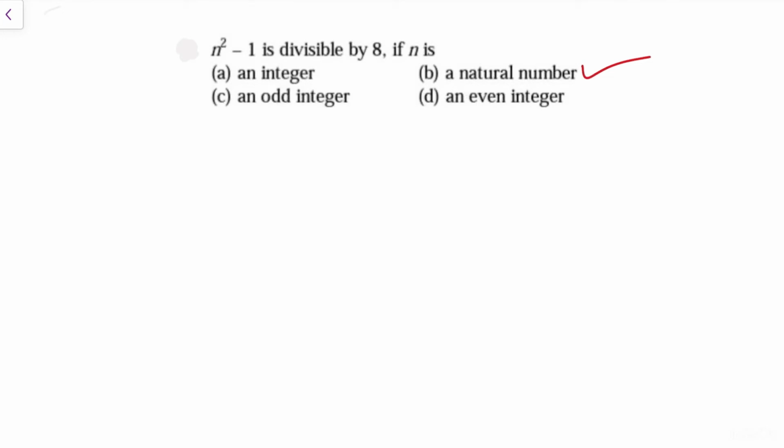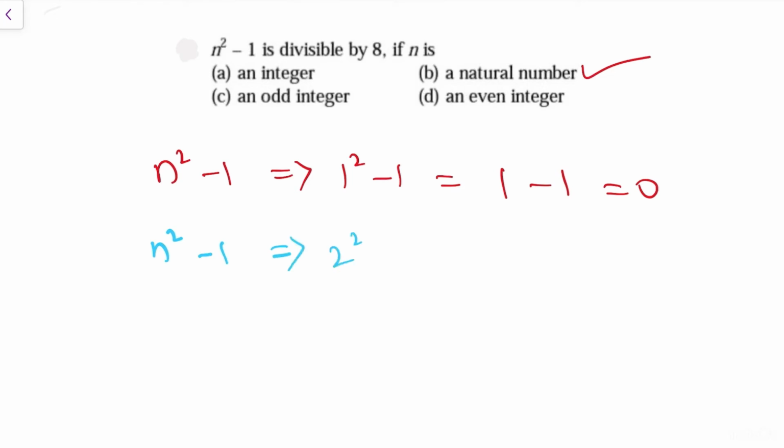So let us check. The first natural number is 1, right? So in the place of n I will substitute 1. 1 square minus 1. 1 square is 1. 1 minus 1 is 0. Next natural number is 2. So 2 square minus 1. 2 square is 4. 4 minus 1 is 3. Next natural number is 3. So I am substituting 3 there. 3 square minus 1, that is 9 minus 1, which is equal to 8.